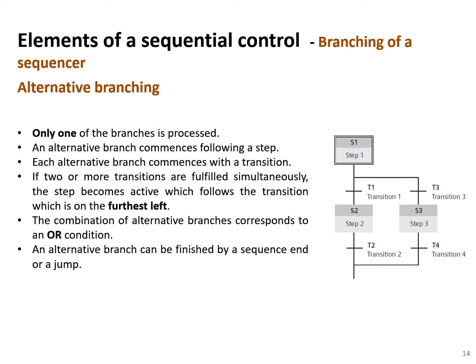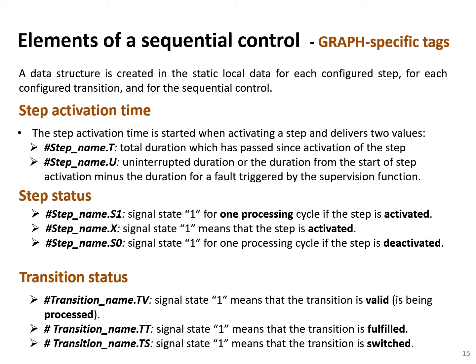The combination of alternative branches corresponds to an OR condition. Why an OR condition? Because either this one or this one will be executed. An alternative branch can be finished by a sequence end or a jump. A data structure is created in the static local data for each configured step, for each configured transition, and for the sequential control.